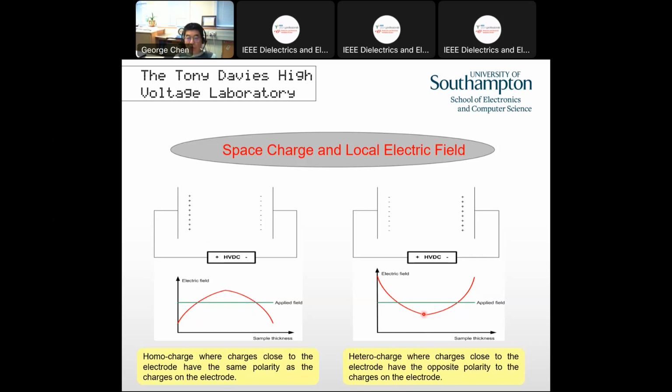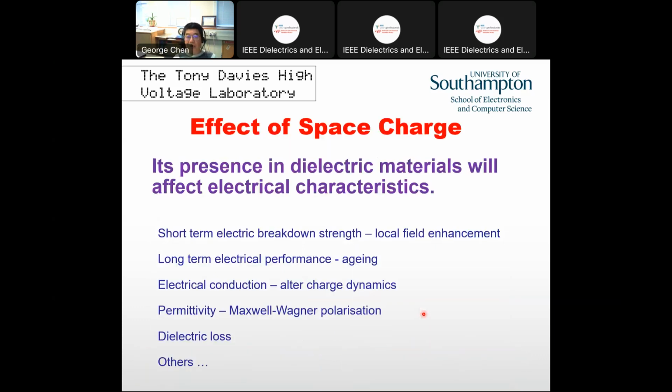So what is the space charge impact on the electrical performance? Here are some possible impacts. The presence of space charge in the material could affect the short-term electric breakdown strength, mainly through local field enhancement. It could also affect the long-term electrical performance through the process we call aging. It can also affect the electrical conduction through the alteration of charge dynamics, and the permittivity and dielectric loss through what we call the Maxwell-Wagner polarization, and many others, such as partial discharge, especially partial discharge under the DC condition.